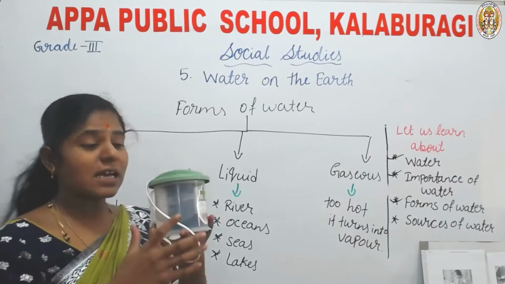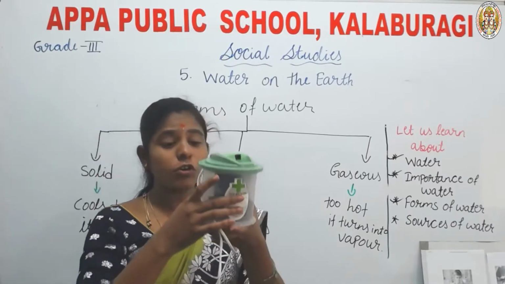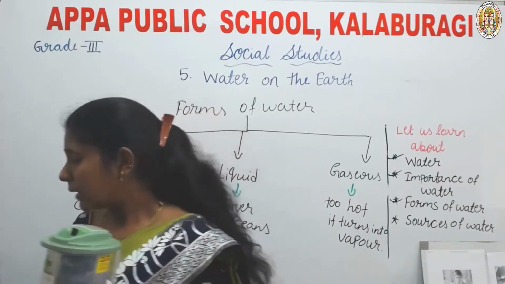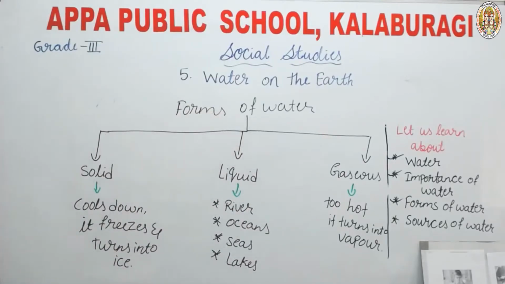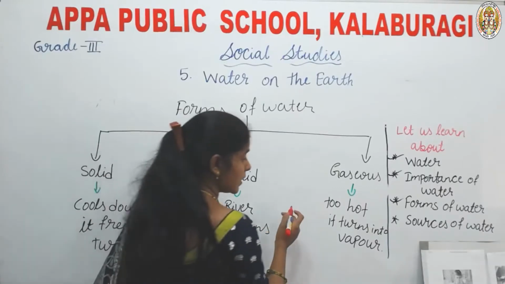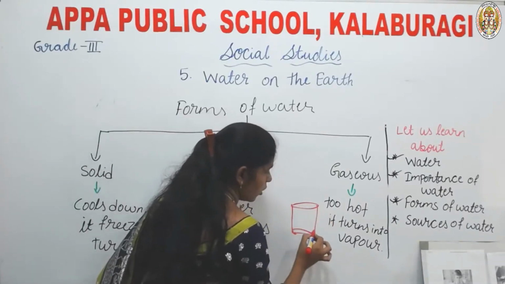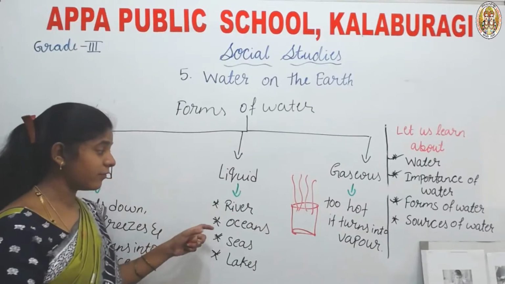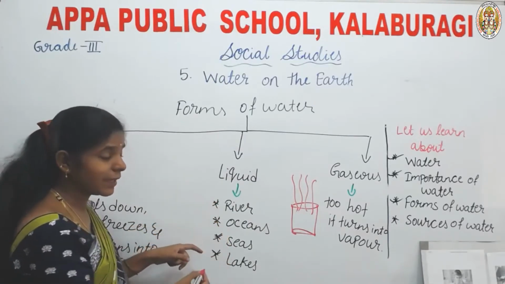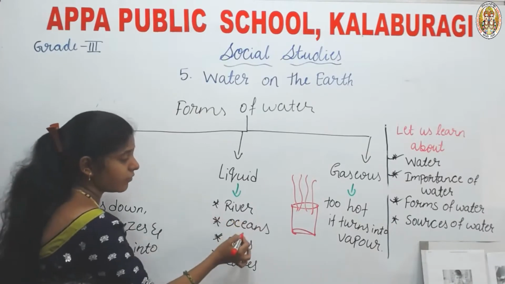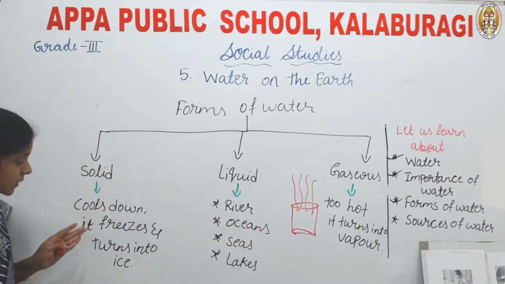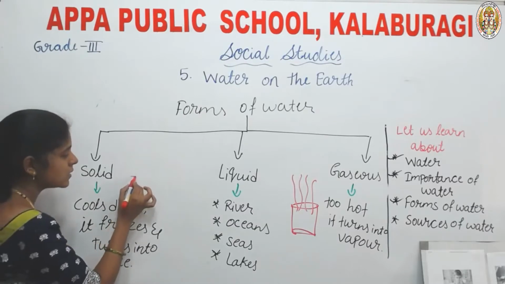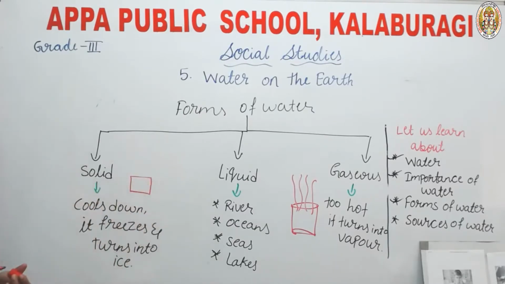This is the gaseous form of water. When water becomes too hot, it turns into what? Vapor. The water we get from rivers, oceans, seas are the liquid form of water. When it cools down, it freezes and turns into ice.